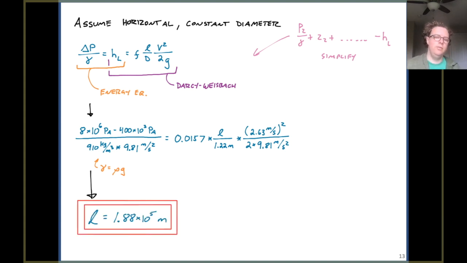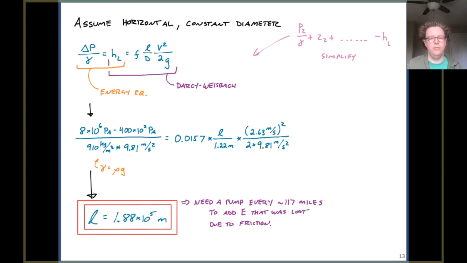And so I can solve this equation and get a length scale of about 1.88 times 10 to the 5th meters. And so what we've proven to ourselves in this problem is that you need a pump about every 117 miles or so. So for the energy that is getting lost due just to the turbulence and friction inside the pipe, about every 117 miles you're going to need a pump that's able to add back in this amount of pressure.